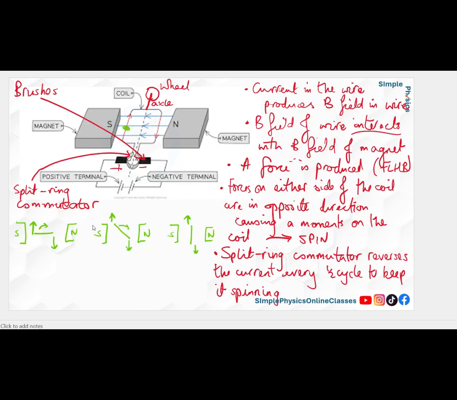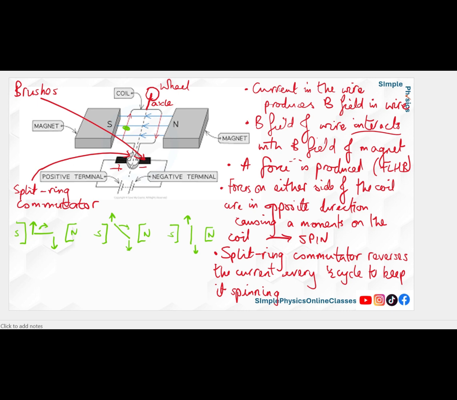Someone asked me, how does a split ring commutator work? They're not going to ask you in depth. All you need to know is that the split ring commutator reverses the current every half cycle to keep it spinning. The rest of it is your typical motor effect description. And as this coil is rotating, if you have it connected to an axle and a wheel, and you have four of these on four wheels, that's how an electric car works.